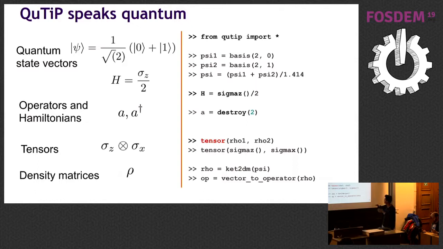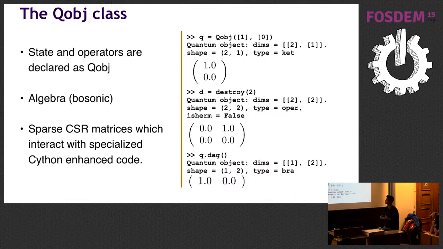And you can also do some conversions from vectors to operators, operators to vectors, from states to density matrices, and so on. So fundamentally, QuTiP gives you all the tools you need to build quantum systems and study them. And at the heart of it lies the quantum object class. So everything you define in QuTiP as a quantum object goes into this quantum object class, which knows what the type of this quantum object is. So if it's a ket or a bra, vectors, if it's an operator, or if it's a higher order super operator, and so on. And this quantum object class can understand the algebra that you need to have in quantum physics. And they are represented very efficiently as CSR matrices, which interact with specialized Cython code to do the simulations.